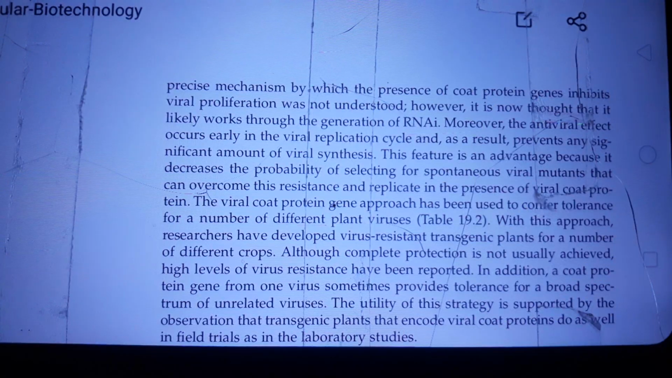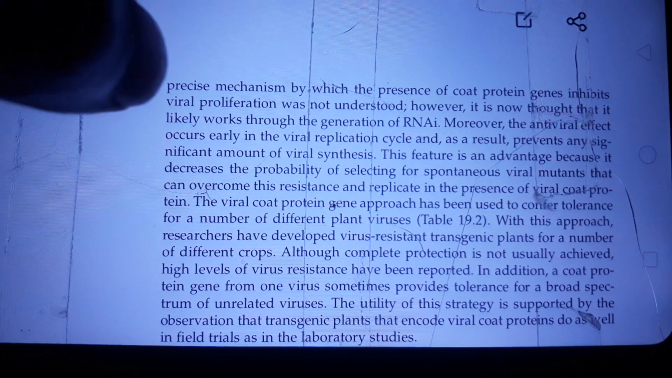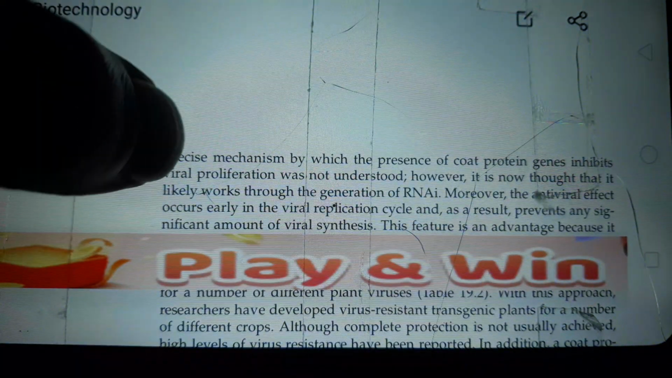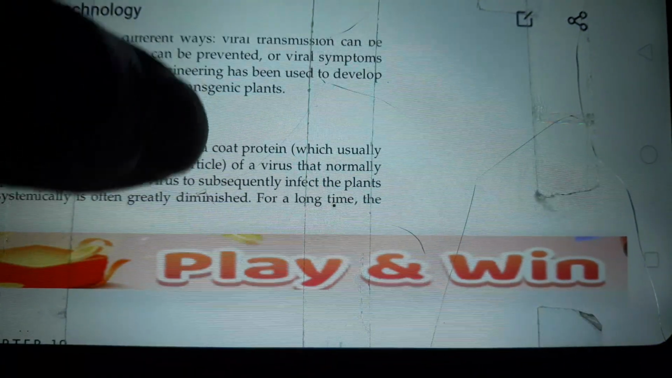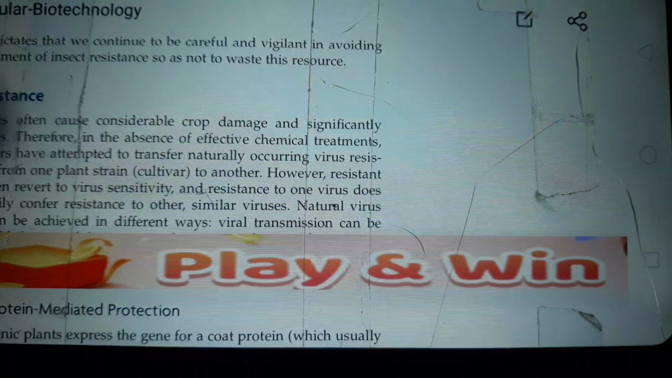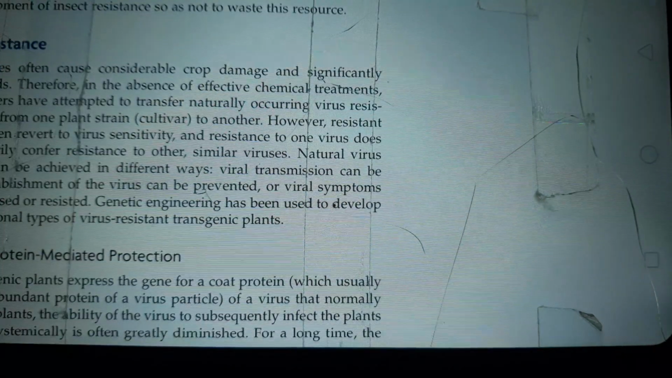Right, welcome back to the continued portion of our lecture. We were on virus resistance in the previous portion that we just finished. So I'll start off from there itself. Virus resistance.